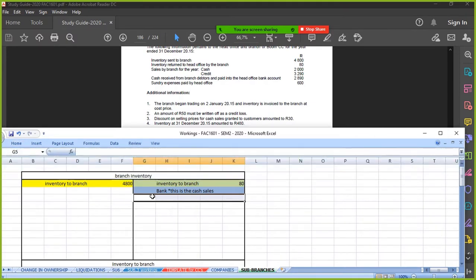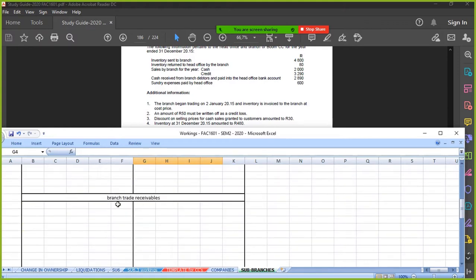Because I've got bank here, let me put in the amount first, and then let me reference that amount. So 2,000 goes there. Can you have a credit without a debit? No. So debit bank, in the branch, the bank.